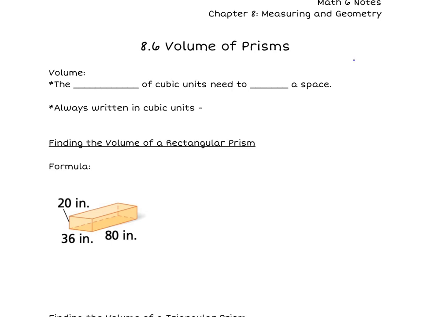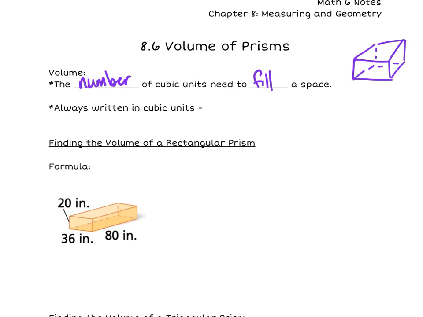When you think about that, that's a shape similar to something like this, a box. It's got three dimensions. The dotted lines are hidden behind there, but yeah, it's a box. And in this case, we're doing prisms. There are rectangular prisms and triangular prisms. So volume, what is it? It's the number of cubic units needed to fill a space.